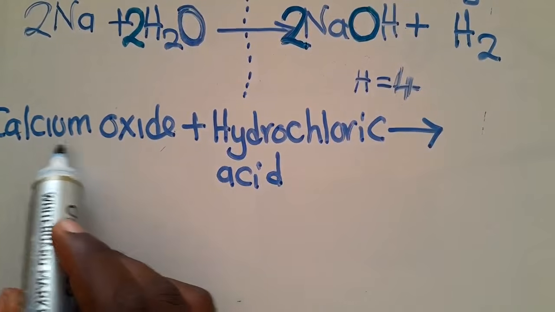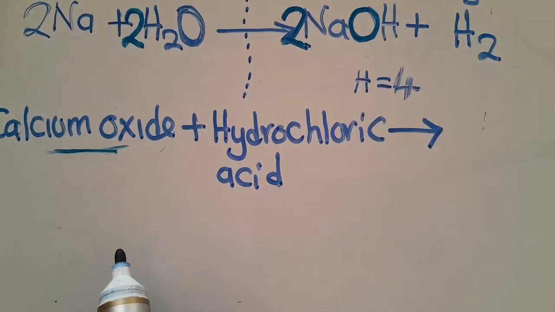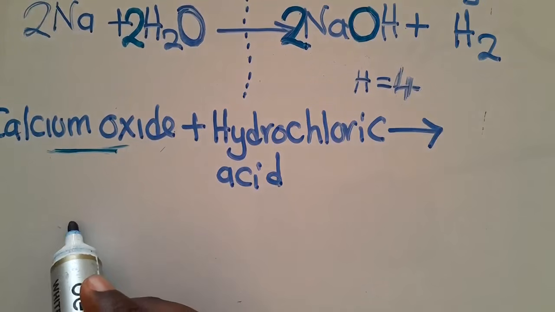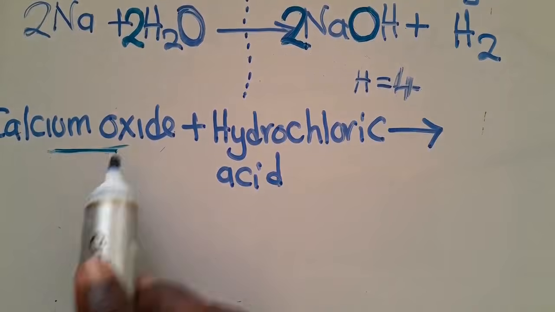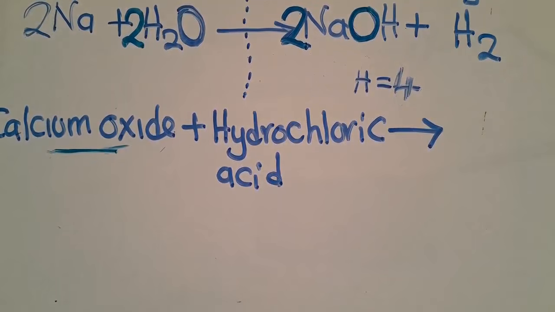So this is calcium hydroxide. How do we write calcium hydroxide? Calcium oxide. This is calcium oxide, sorry. So how do you write calcium oxide?